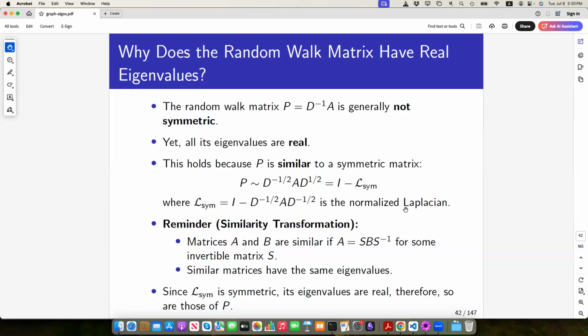So this is a reminder from linear algebra. If you haven't seen this before, we call A and B similar if you have an invertible matrix S such that this holds. So S times B times the inverse of S is equal to A. And when this holds, these matrices have the same eigenvalues.